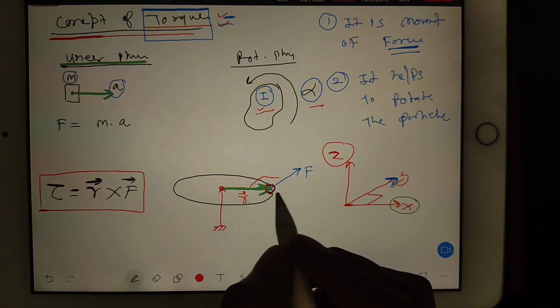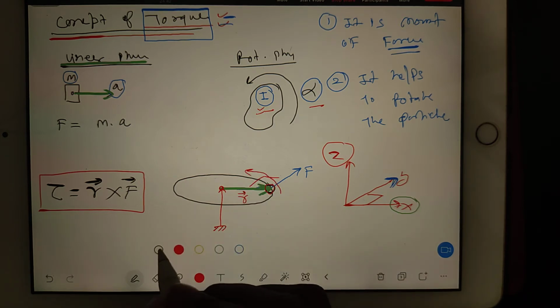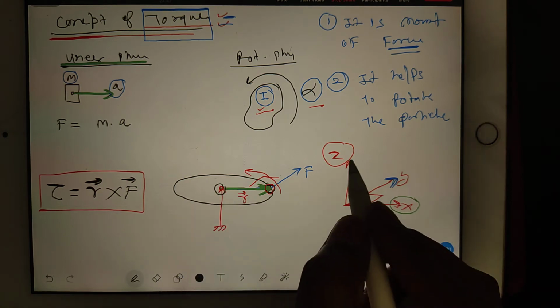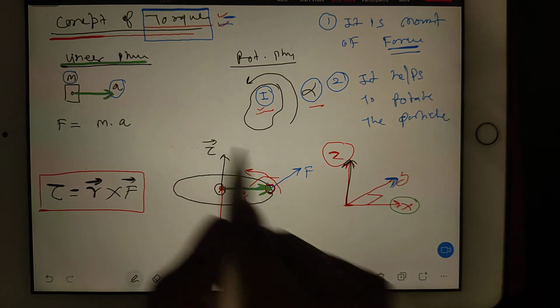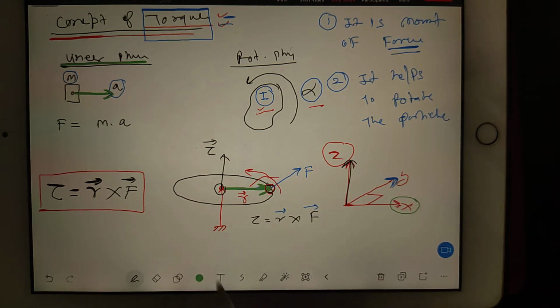Now when you apply the force f, this object will start rotating, so torque will come into the picture. Where will the direction of torque be? The direction of torque will be in the z direction, like this. In this direction you will have tau. Why? Because tau is equal to r cross f. Tau is equal to r cross f. What does it mean?